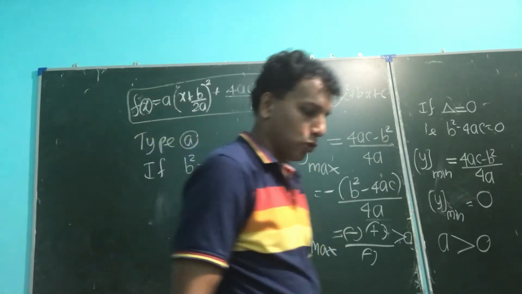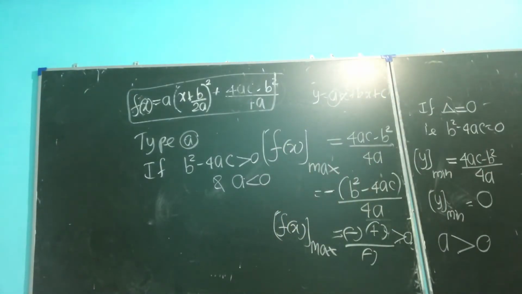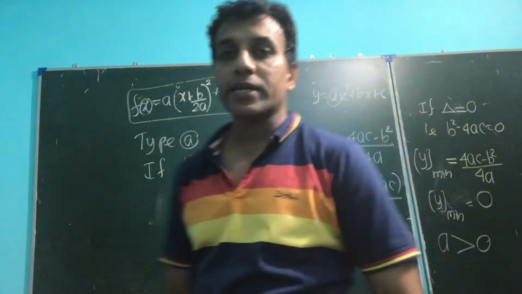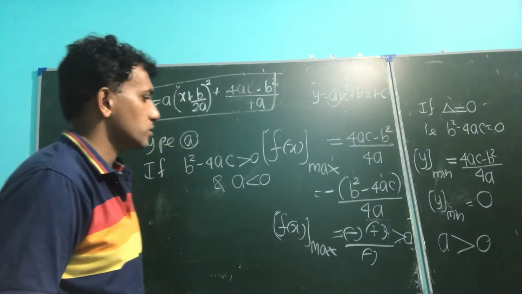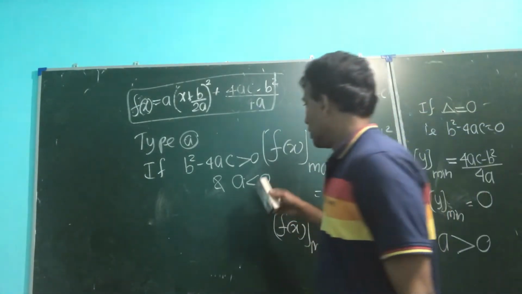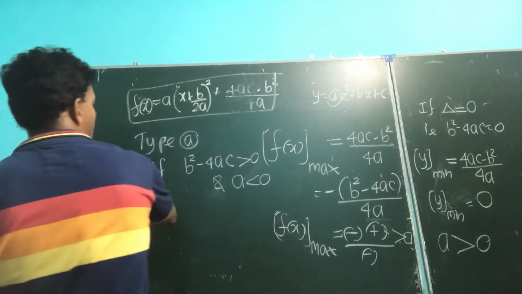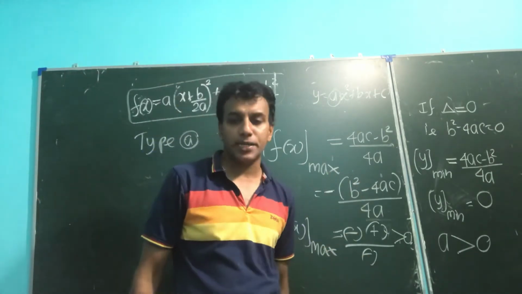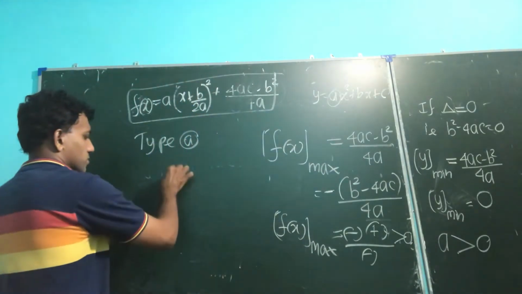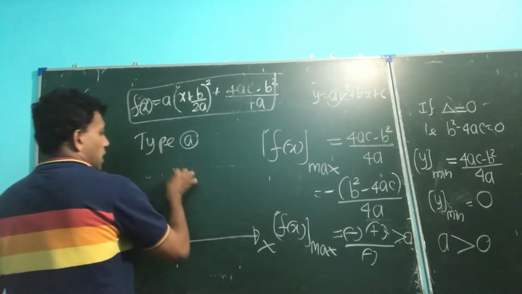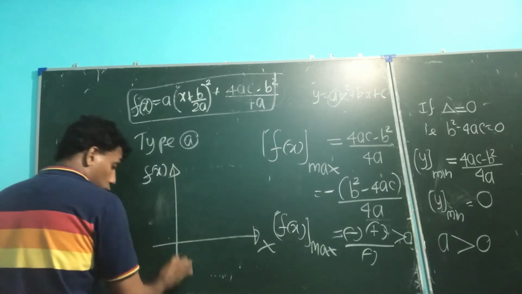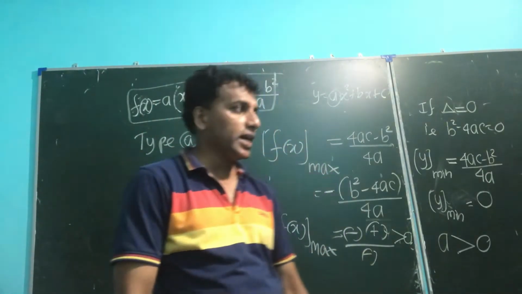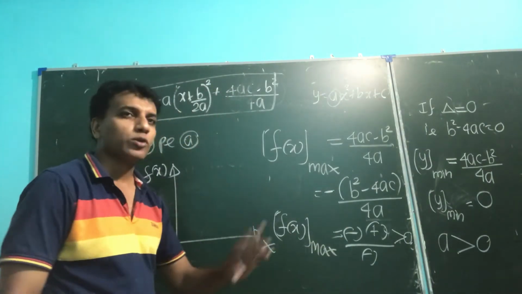Then write below: therefore, if a is less than 0 and the delta is greater than 0, the given quadratic function cuts the x-axis at 2 distinct points. D-I-S-T-I-N-C-T, distinct points. That means two different points.